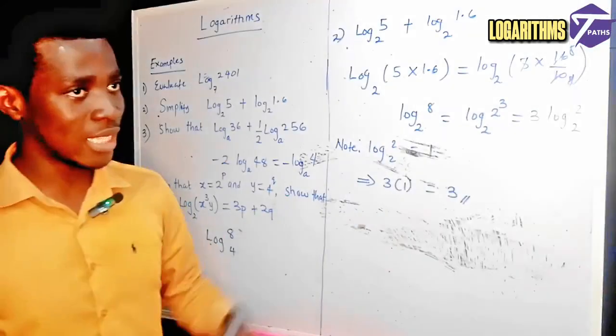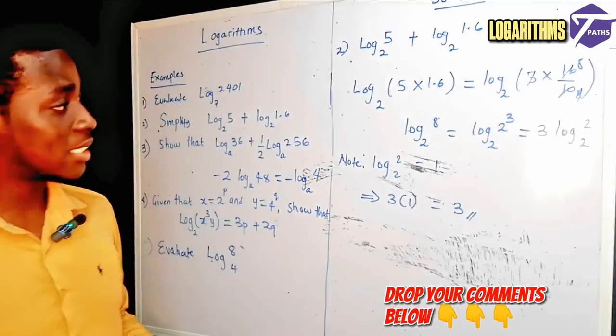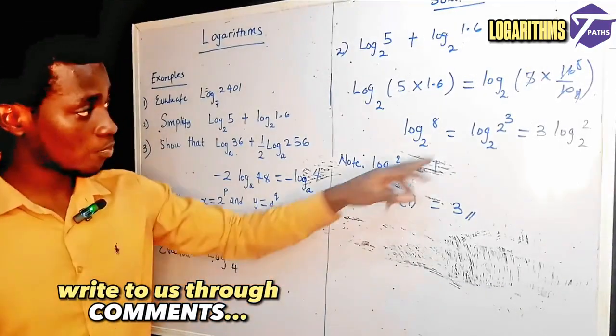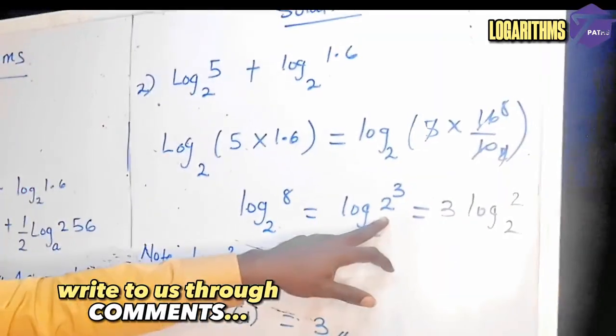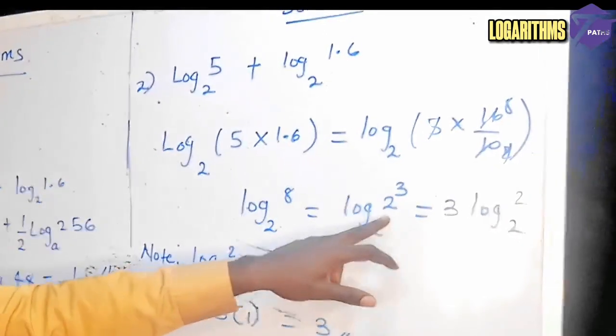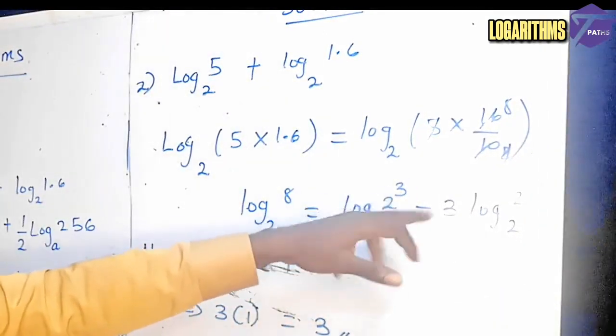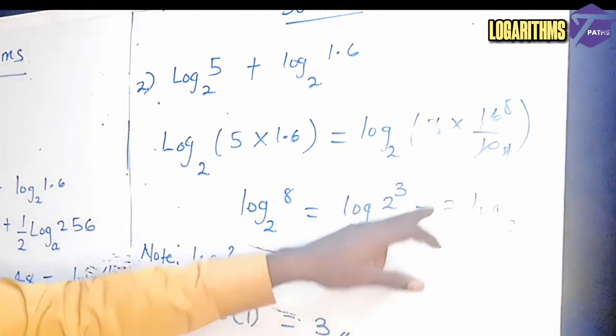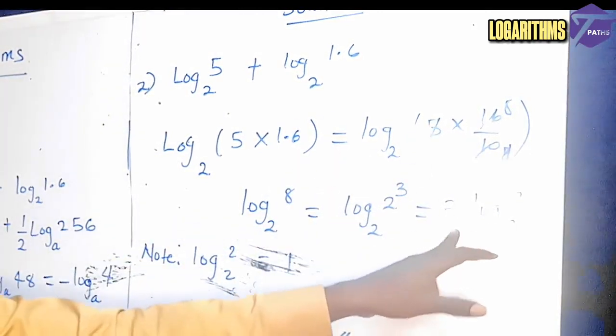Which law is that? Who can tell me? You can put that in the comment section. So I'm going to use the fourth law, which states that if I have anything raised to power anything, the power will come to the front, which is what?